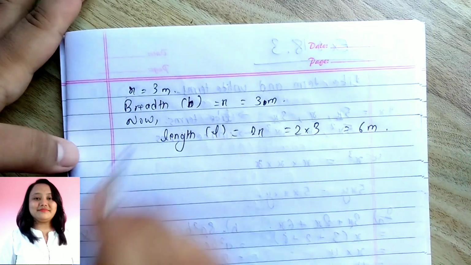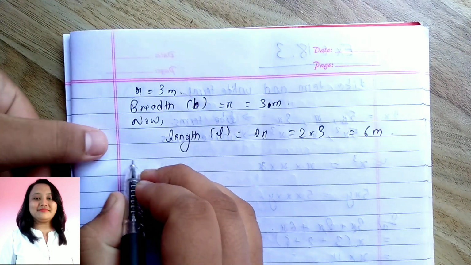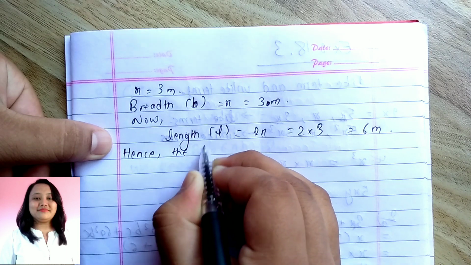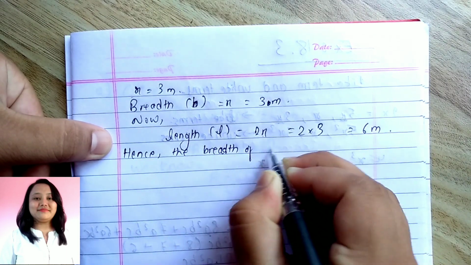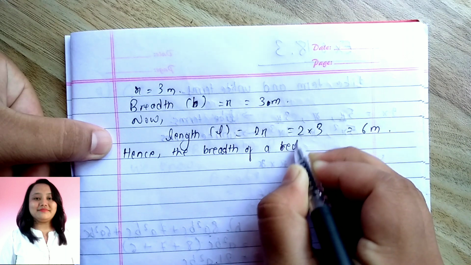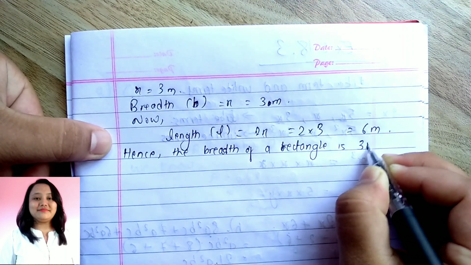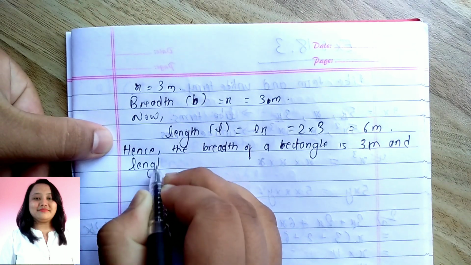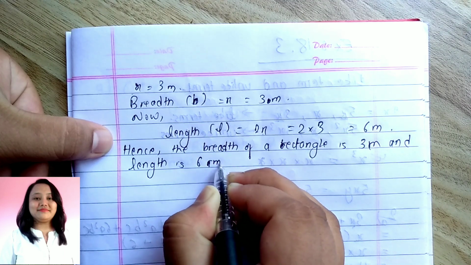So like this we have to find out question number 9a. And also write in a conclusion: hence the breadth of a rectangle is 3 meter and length is 6 meter.